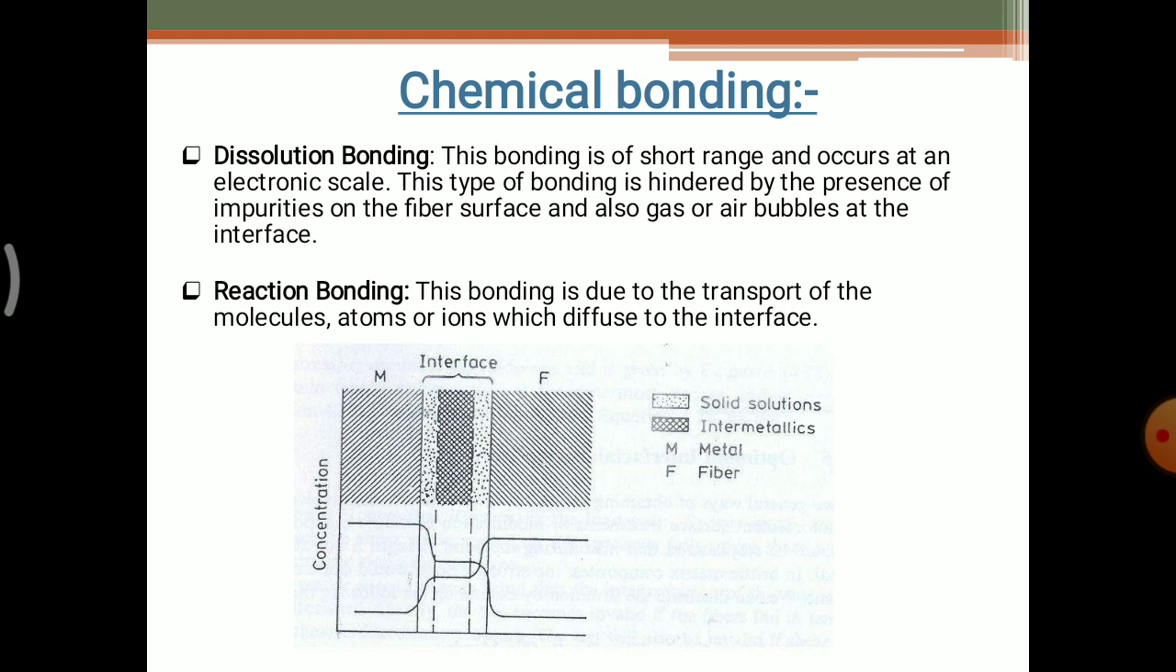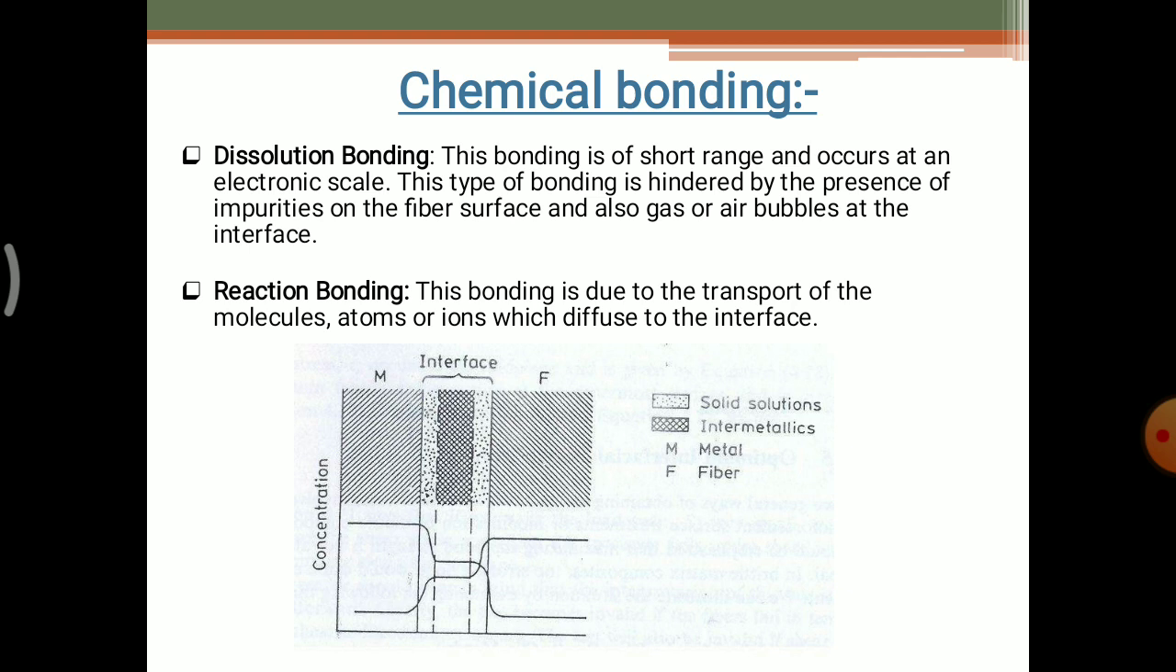Hindered means impurities showing on the fiber surface, and also gas or air bubbles at the interface, which are going to oxidize the surface layer. This is the first type of bonding. So dissolution bonding has a disadvantage: the surface layer gets oxidized, and the surface is prone to fracture, that is, at the failure section only.